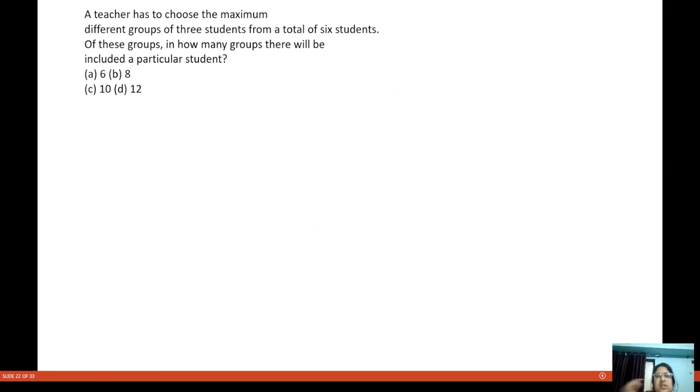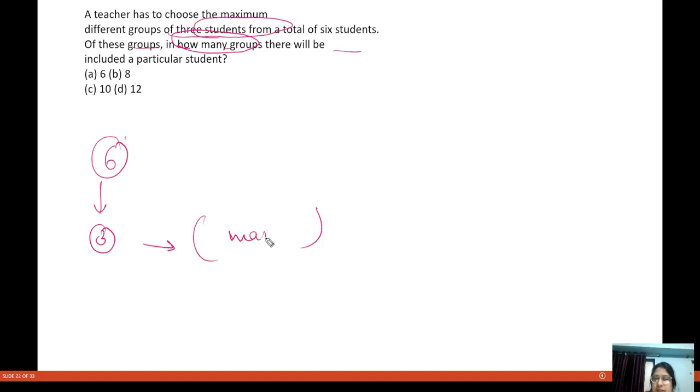So what the question is actually saying is that a teacher has to choose maximum groups of three students from a total of six students. We have six students, we have to form groups of three students, and we have to form the maximum number of groups of three students.